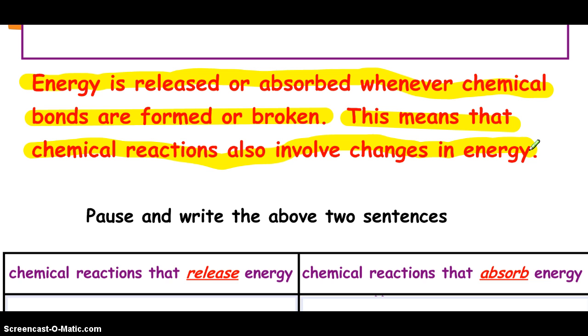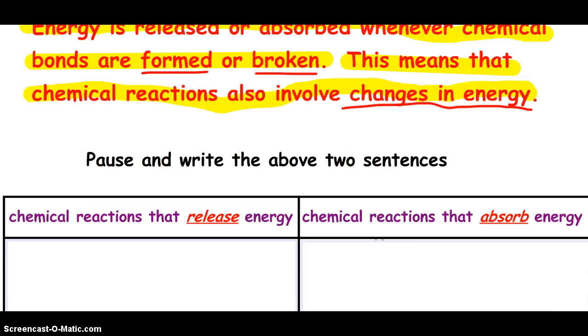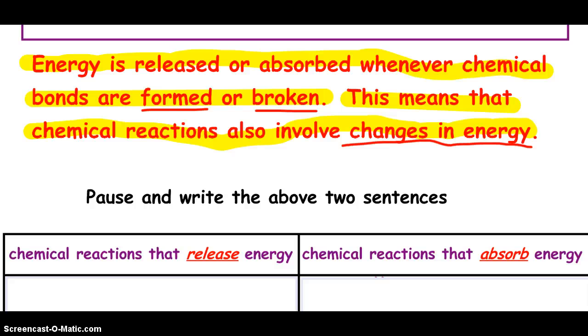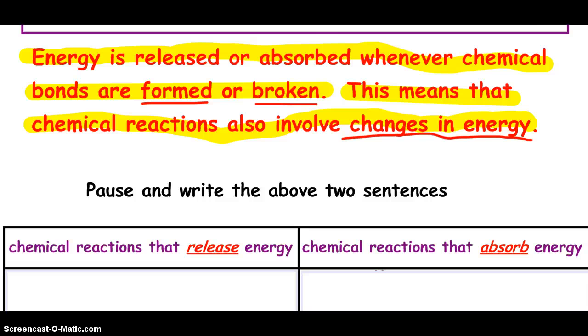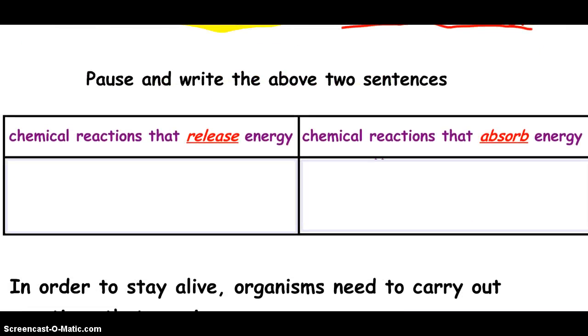Because chemical reactions are breaking bonds and making bonds, rearranging atoms. So if you're rearranging atoms and you're breaking and forming bonds, then this means that it's going to involve changes in energy because those bonds contain energy. So push pause. I want you to make sure you get this written in your notes. Energy is released or absorbed whenever chemical bonds are formed or broken. Very important. So push pause, get it written. Then when you're back, we got a little bit more too.